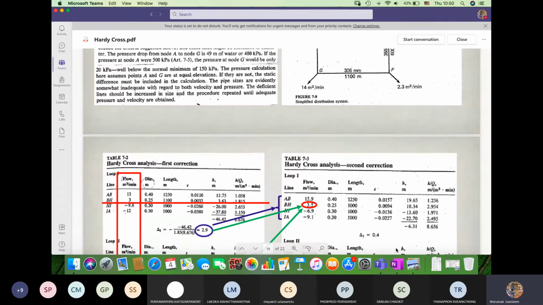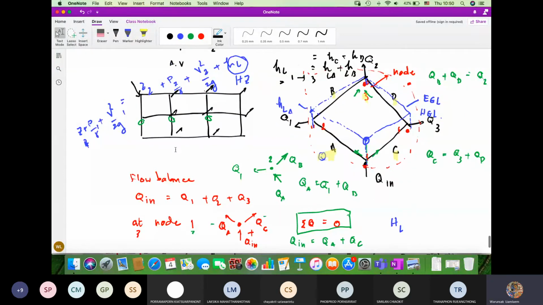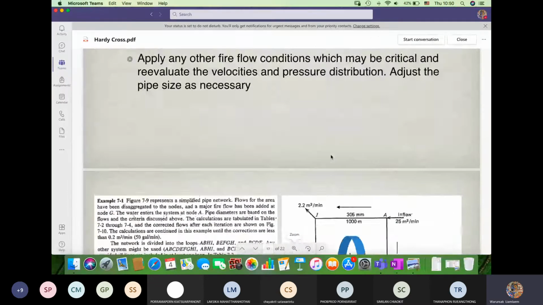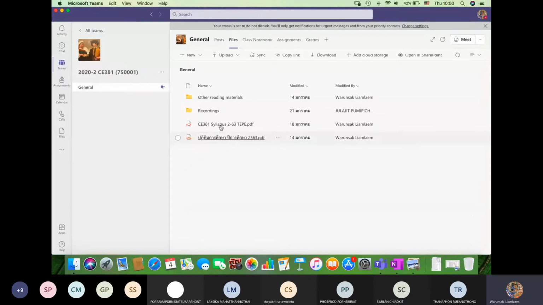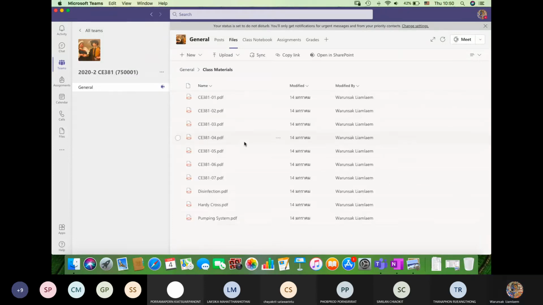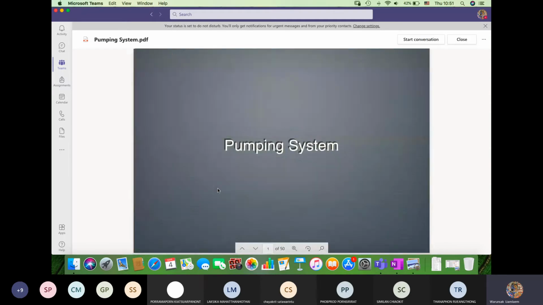So what is the slope S? The slope can be determined from the Hazen-Williams equation. So if you go back to the Hazen-Williams equation again, for the head loss, just check the equations from the pumping systems presentation.